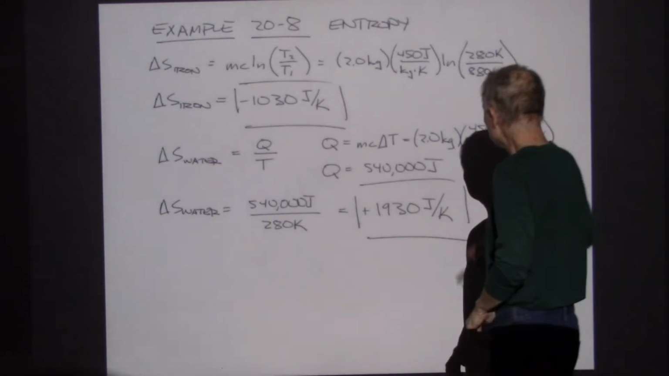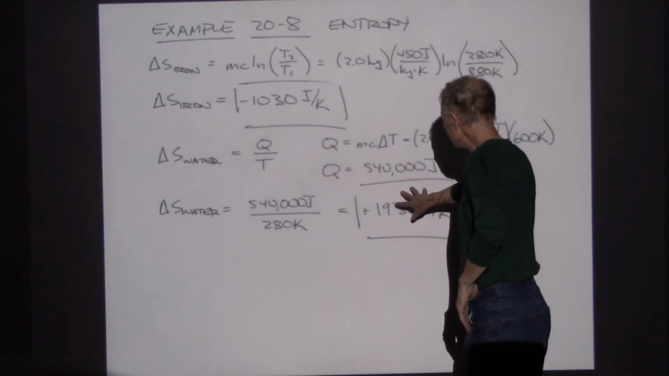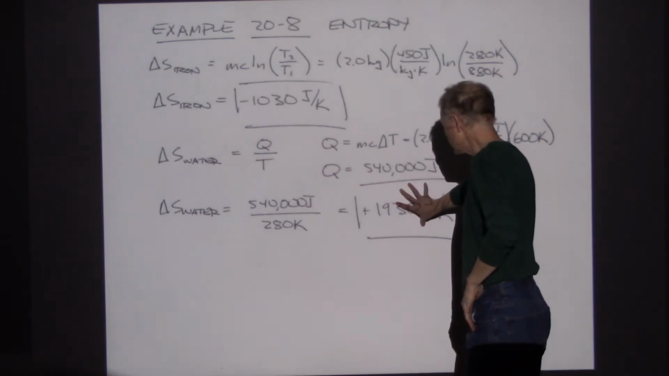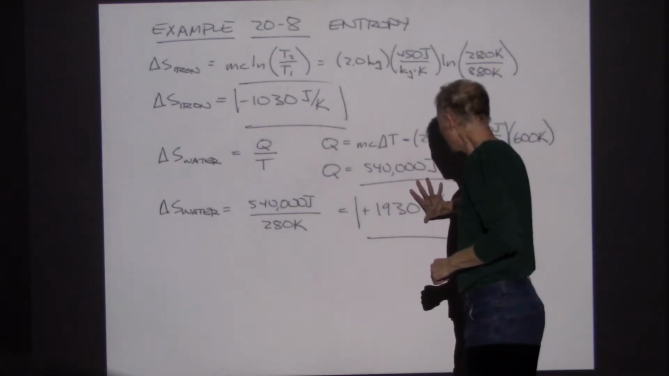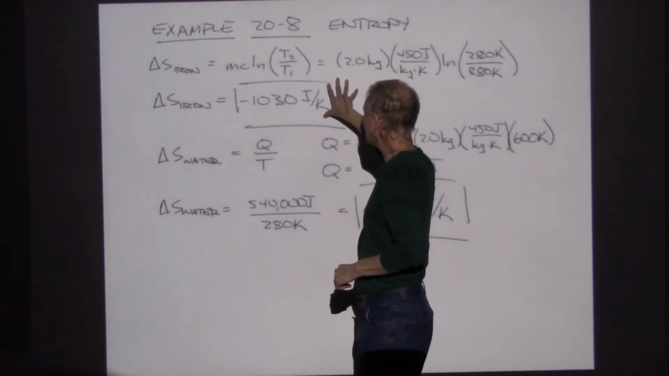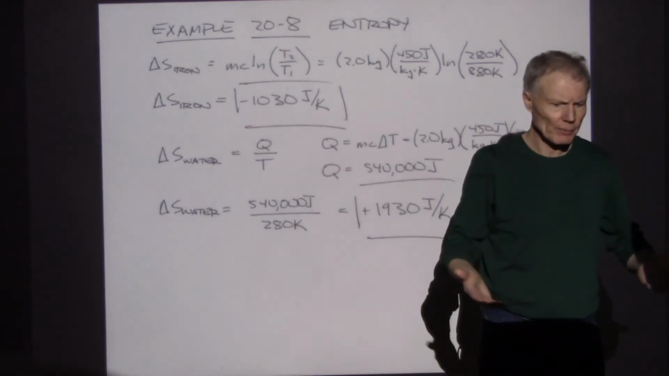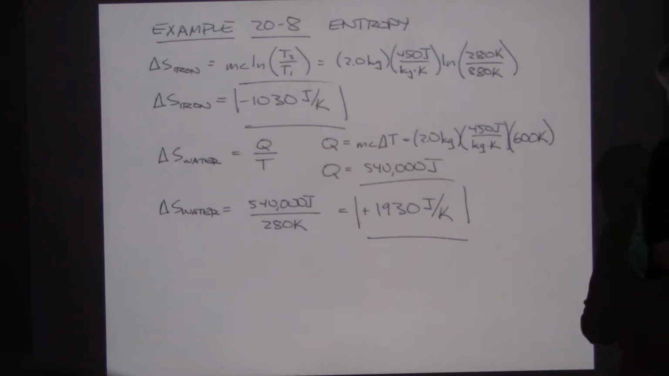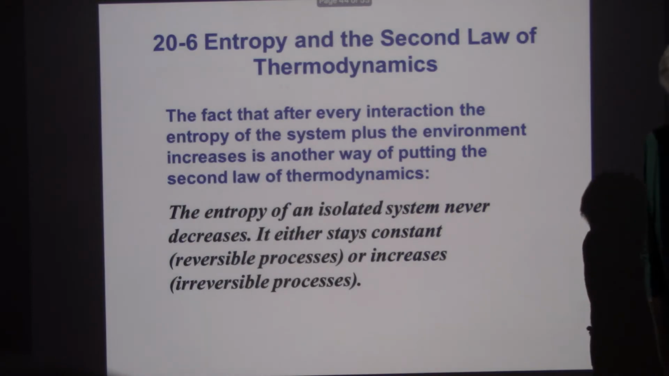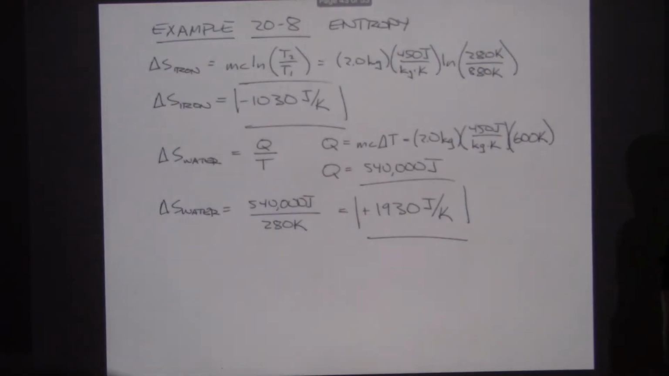So again, what we're seeing is the entropy increase in the location where the heat's coming in is always larger than the entropy decrease in the object that's cooling down. So it looks like there's a net entropy increase of 900 joules per Kelvin for this particular example. Questions on that? Any questions?